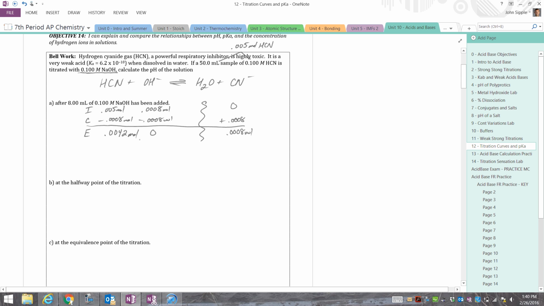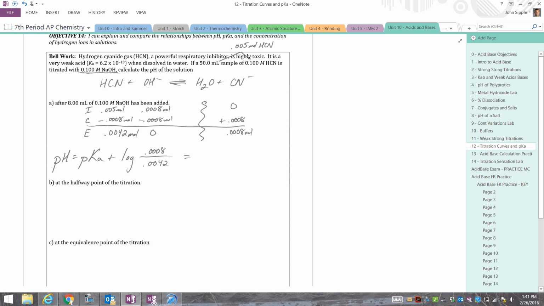Okay, so we have a buffer now, right? We have HCN and the conjugate in solution. So because we have a buffer, what equation can we use? The Henderson-Hasselbalch, yep. So pH equals pKa plus the log of our base, which is 0.0008, over our acid, 0.0042.